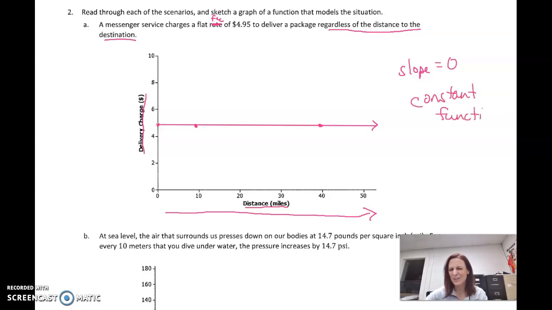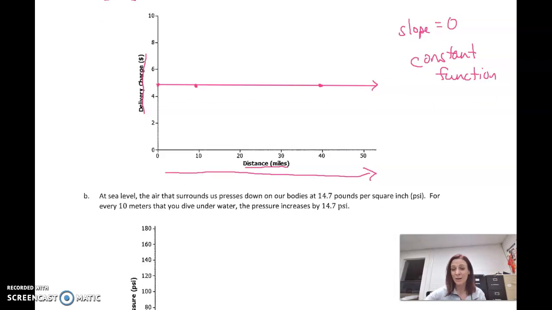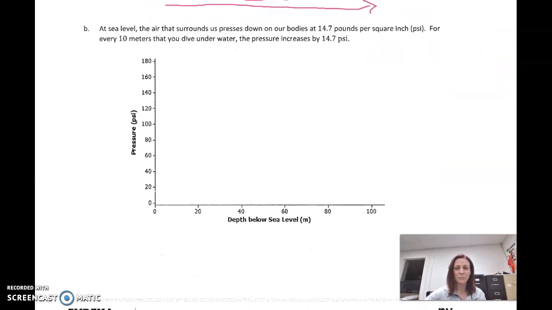Okay, and it doesn't say to write that stuff, but that's what I just wanted to point out to you. It's not changing. It's not going up or going down. It's staying the same. Okay, now let's look at the next example.